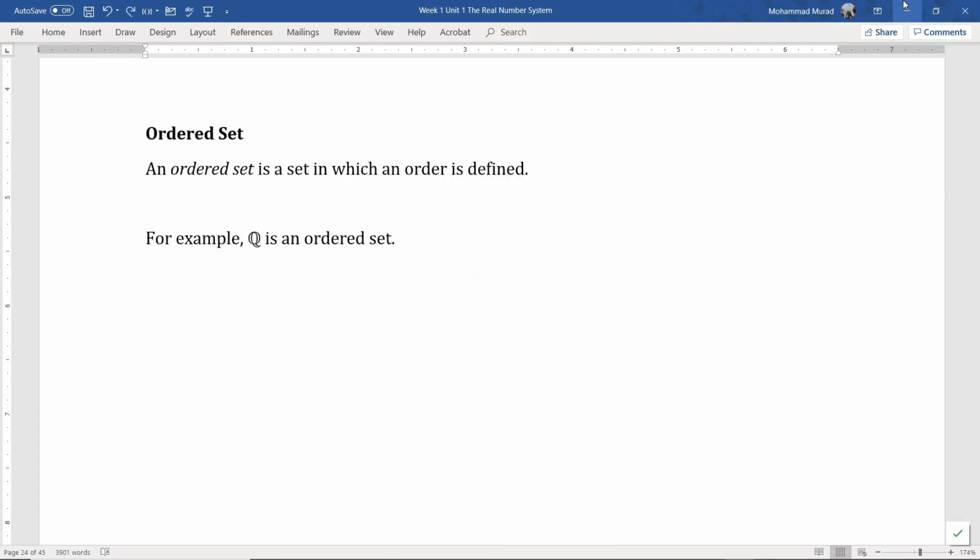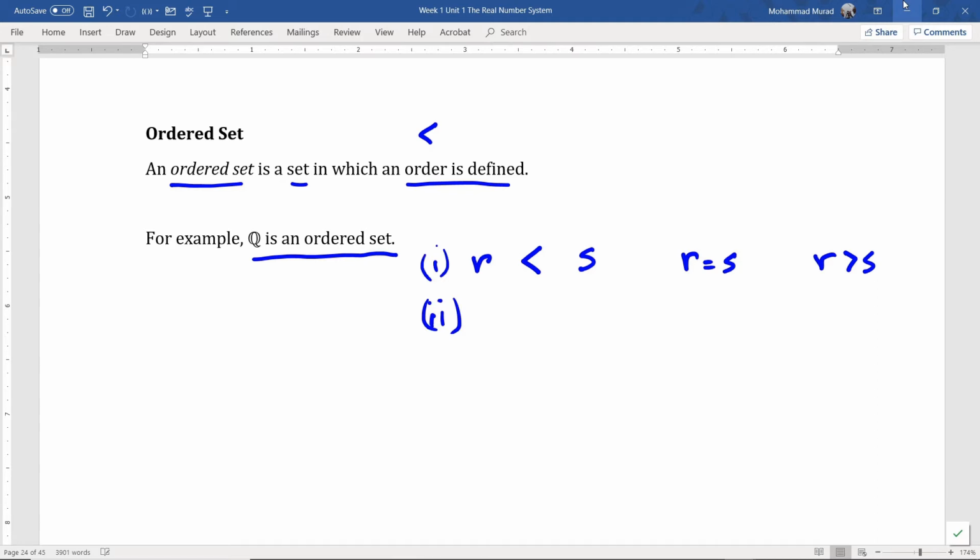Ordered set. An ordered set is a set in which an order is defined. For example, the set of rational numbers is an ordered set, because for every two rational numbers R and S, either R is smaller than S, or R is equal to S, or R is larger than S. And if we have three rational numbers R, S, and T, such that R is smaller than S and S is smaller than T, then R would be smaller than T. So Q is an example of an ordered set.